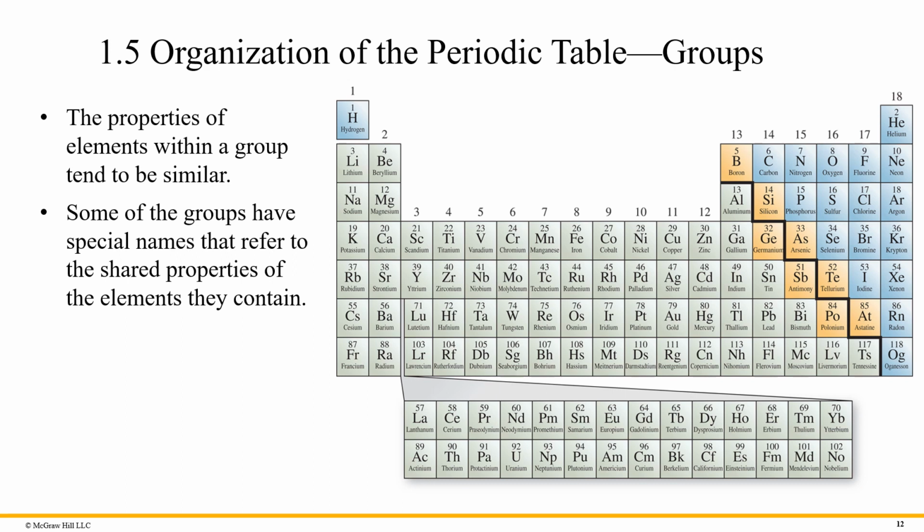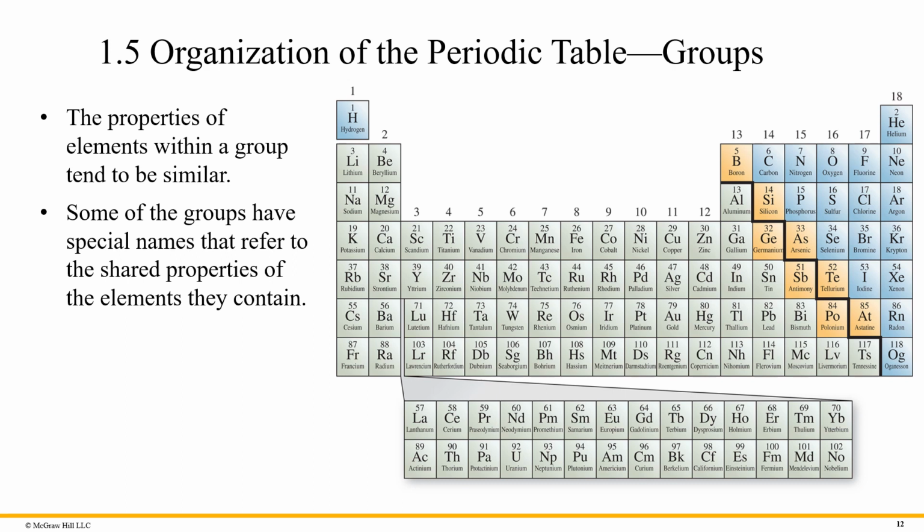The important thing about groups is that they're organized, so the elements that fall within a group have similar chemical properties. And this is important to us because we can actually predict the behavior of these elements just by knowing where they fall in the periodic table.